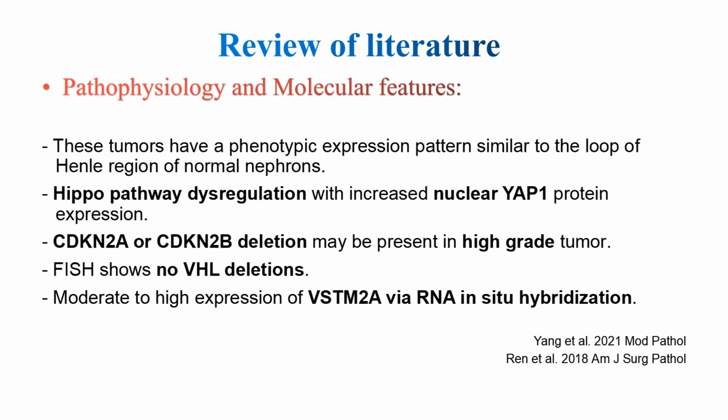About the pathophysiology and molecular features, these tumors have an immunophenotypic expression pattern similar to the loop of Henle region of normal nephrons. Hippo pathway dysregulation with increased nuclear YAP1 protein expression, and CDKN2A or CDKN2B deletion may be present in high-grade tumors. FISH shows no VHL deletions, with moderate to high expression of VSTM2A via RNA in situ hybridization.